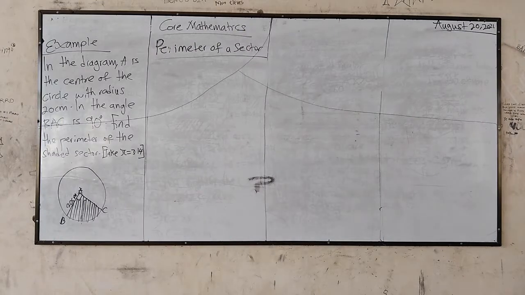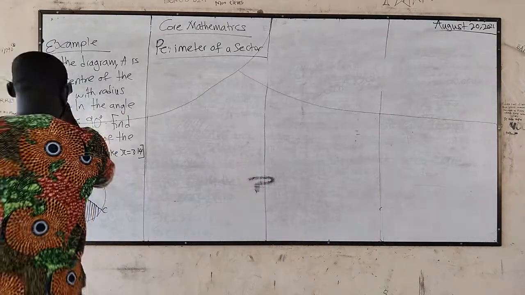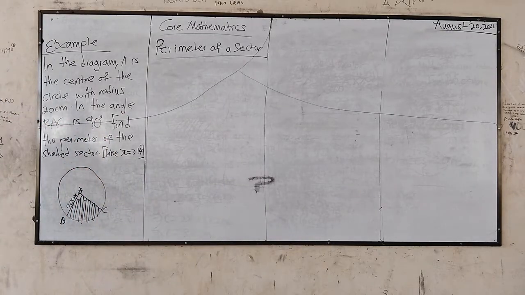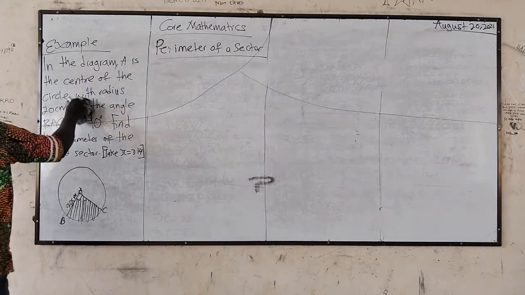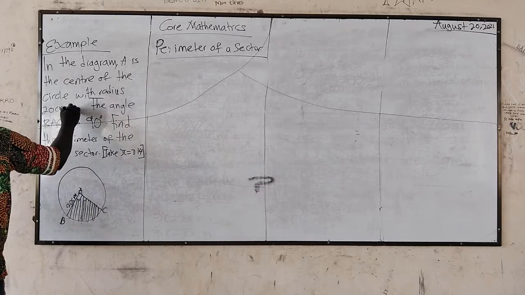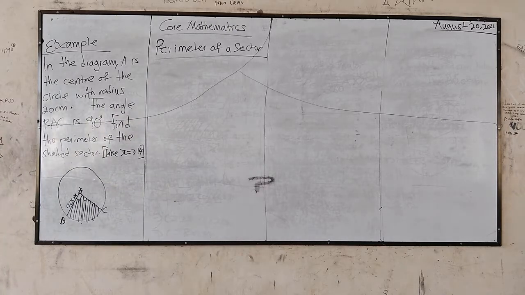Alright, let's go ahead. In the diagram, A is the center of the circle with radius 20 centimeters. The angle BAC is 90 degrees. Find the perimeter of the shaded sector.